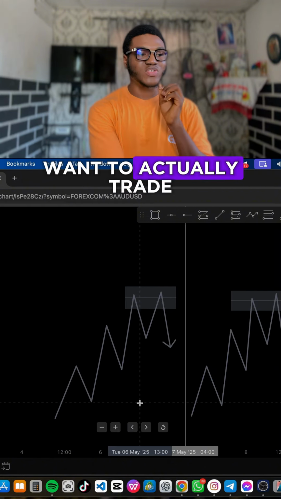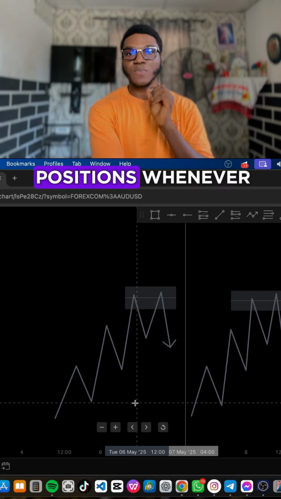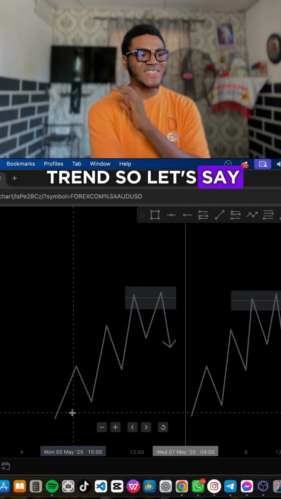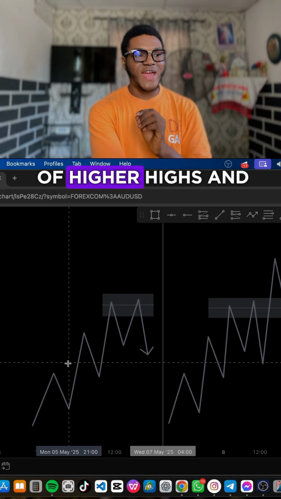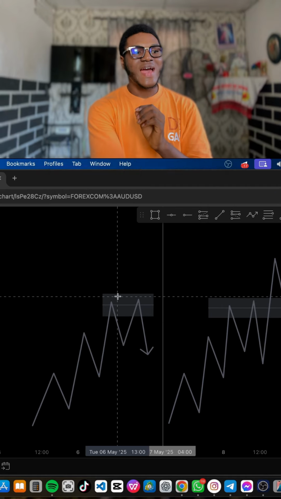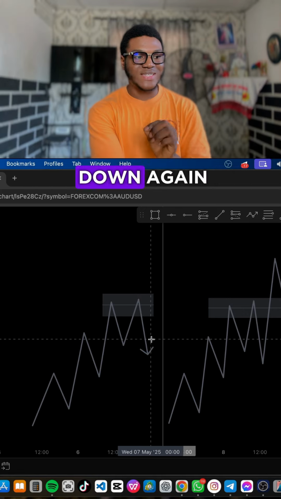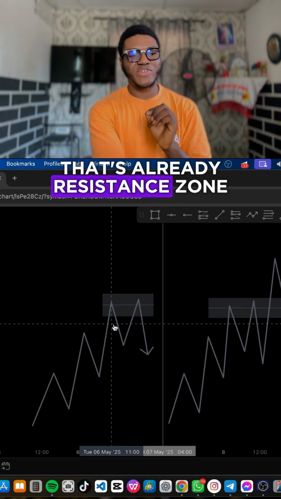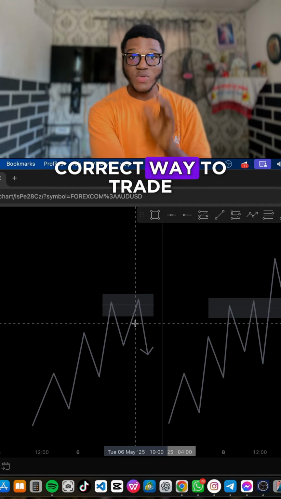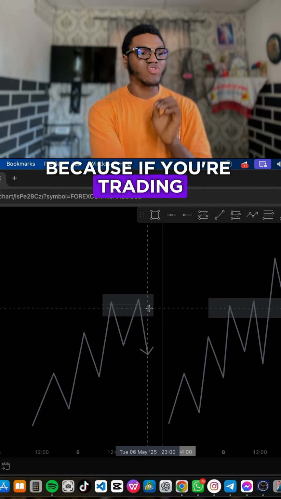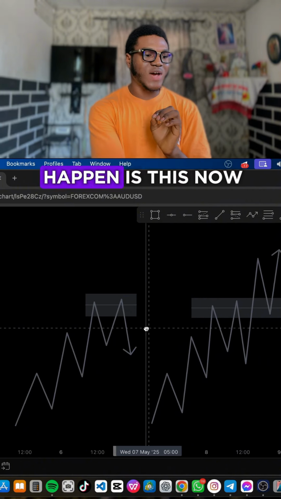Remember guys, if you want to actually trade support and resistance correctly, make sure you are trading it with the trend. You cannot enter sell positions whenever you're in an uptrend. So let's say this situation now, what price most likely will do is, let's say we're forming a series of higher highs and higher lows, higher highs, then it came down, it didn't form a high, it formed an equal high and it went down again. So most people think that that's already a resistance zone and they want to sell the market when market comes back to that level. But that's not the correct way to trade support and resistance, because if you're trading your resistance zone at this point right now, what's eventually going to happen is this now.